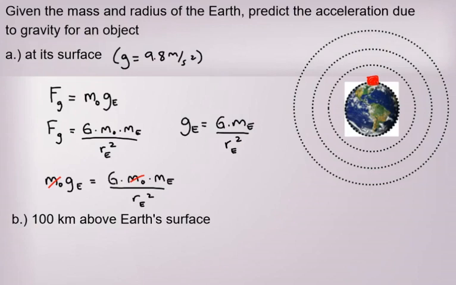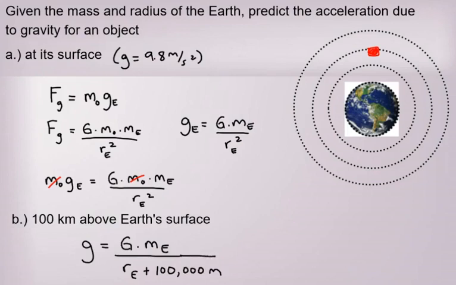But then what if I moved this object so that it was some distance above the Earth? How could I calculate g, like 100 kilometers above Earth's surface? Well, the g at that location from the Earth will be capital G times the mass of the Earth divided by, well, we'll take the radius of the Earth plus 100 kilometers, or 100,000 meters, and square that number. That will tell me then the g from the Earth at the location 100 kilometers above Earth's surface.